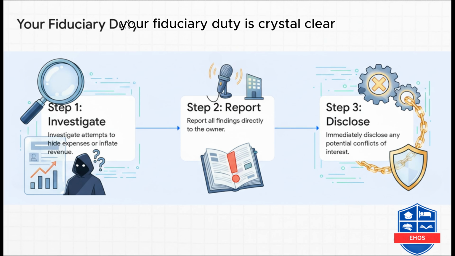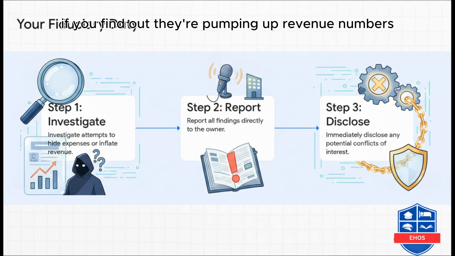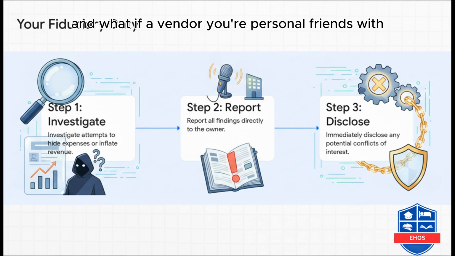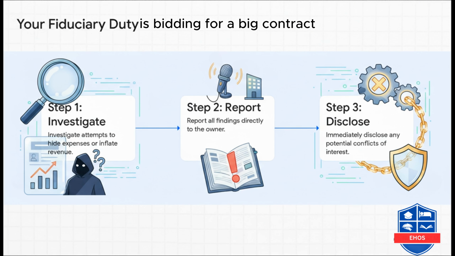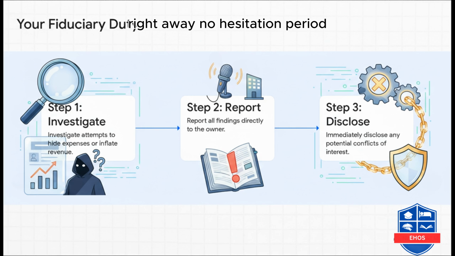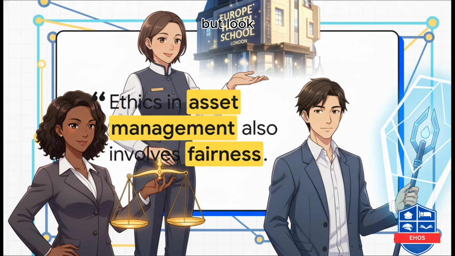Your fiduciary duty is crystal clear. You investigate. If you find out they're pumping up revenue numbers to hit a bonus target, your duty is to report it. And what if a vendor you're personal friends with is bidding for a big contract? You disclose that potential conflict of interest right away. No hesitation, period.